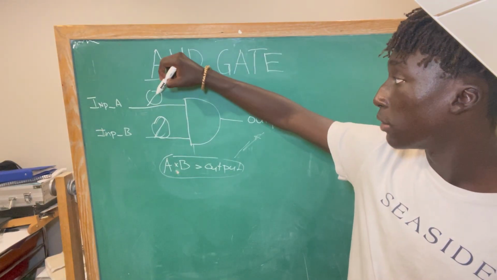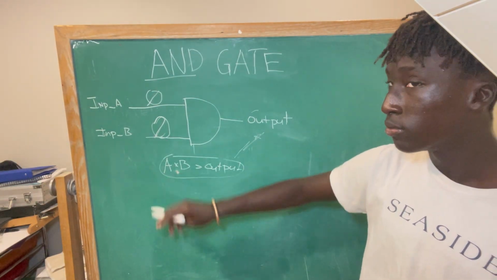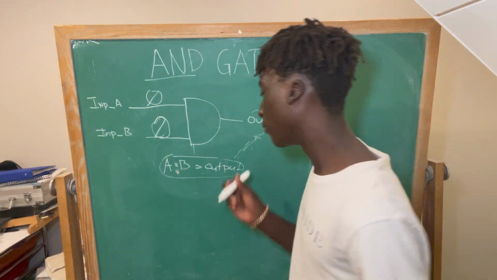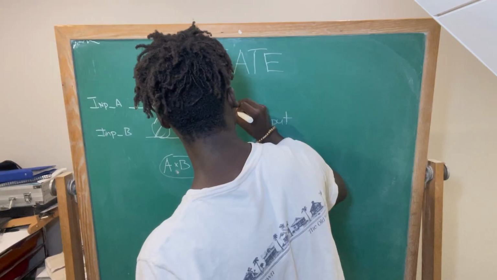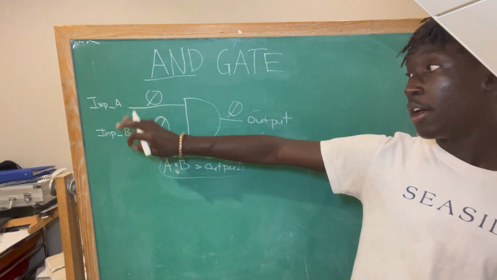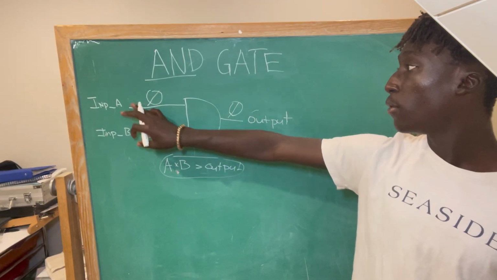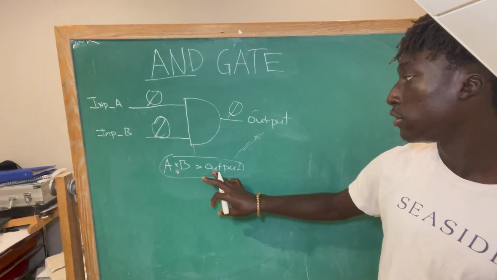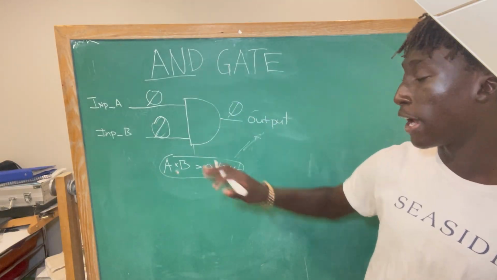So it takes 0 times 0. That's 0. Just make sure you guys know that. So that's our output, 0. Because input A equals 0 and input B equals 0, our output will be 0 because of this simple little formula of an AND gate.